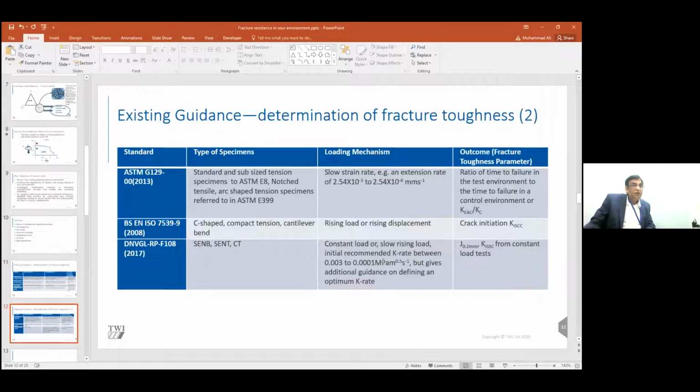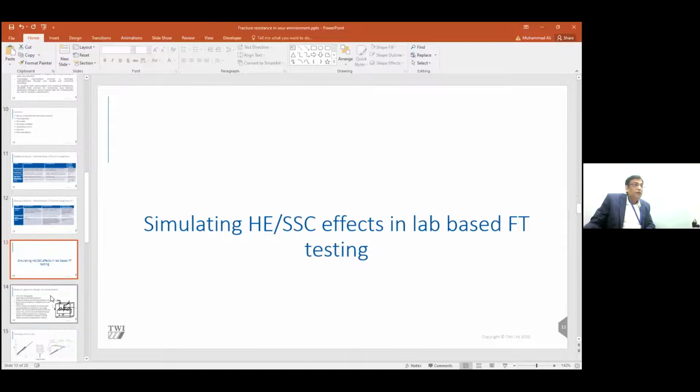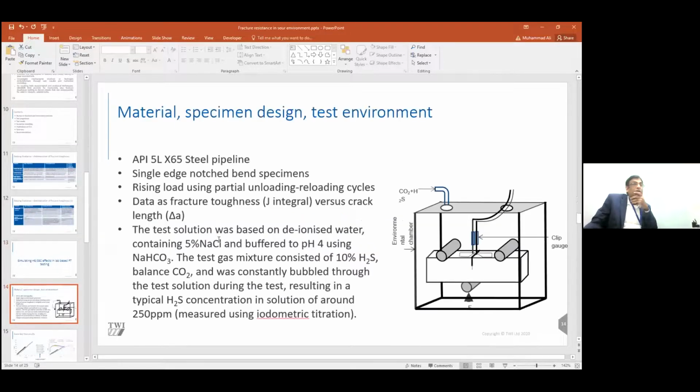We try to use some of the guidance given in this standard combined with the guidance given in other BS standards on fracture toughness testing here. Here is the brief description of the test program.